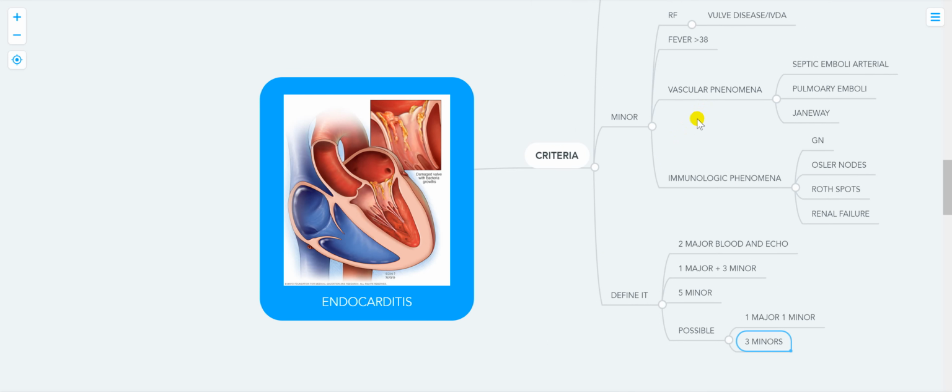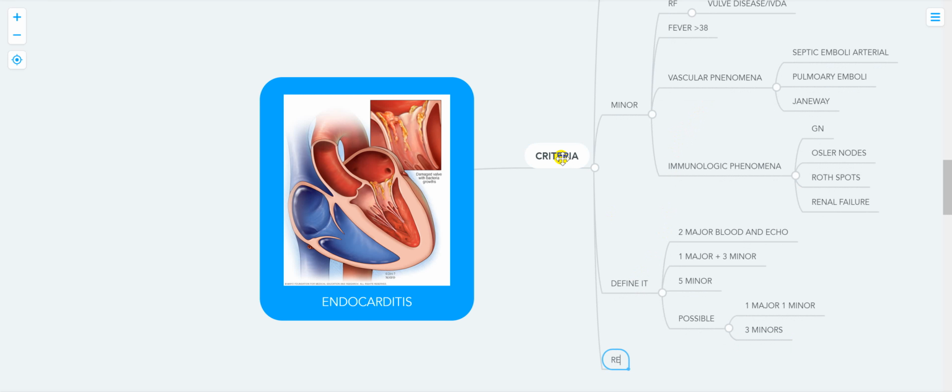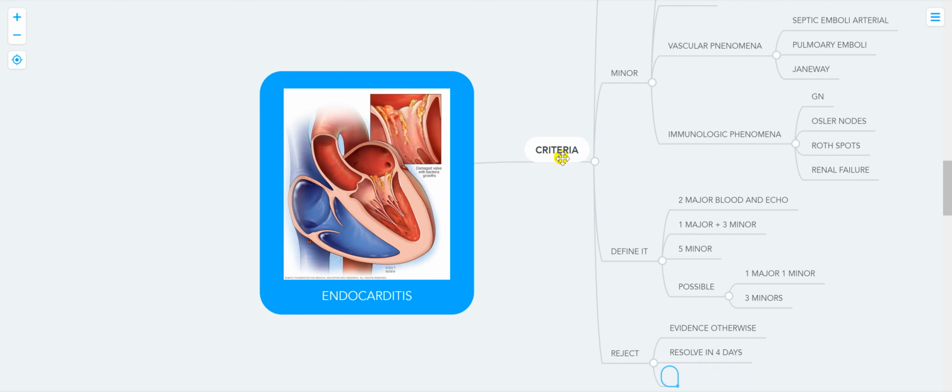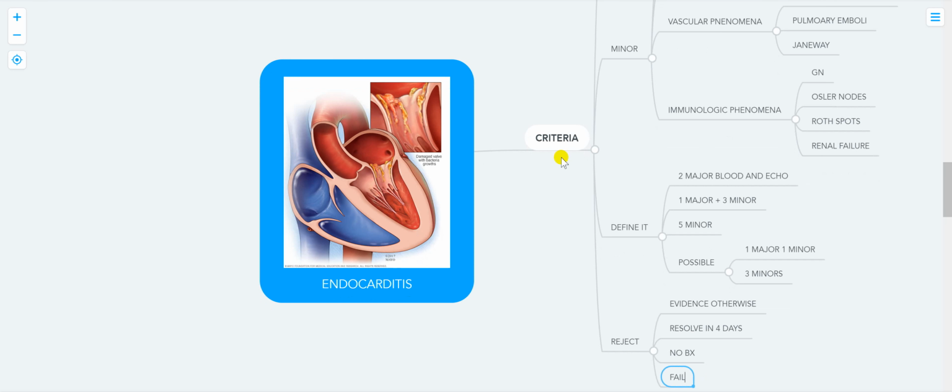When do you reject endocarditis? If there is a firm alternative diagnosis that explains the evidence of endocarditis. Okay, reject. There is firm evidence otherwise, or it could be resolution of everything within 4 days, and no pathologic evidence, no biopsy at surgery or death. There's no biopsy, then you reject that. Or it failed to meet the criteria.